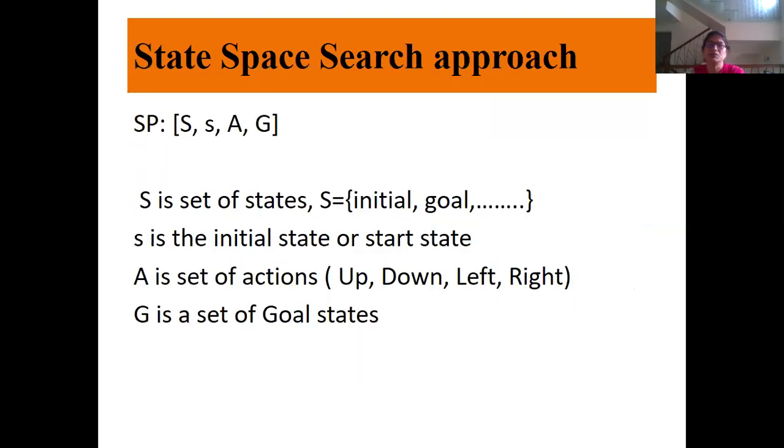So let us see how to represent this problem. Again, I hope you remember the state space definition we spoke about in the previous lecture. Capital S indicates the set of states. Of course, you have the initial state, goal state, and many intermediate states. Then small s represents the initial state or the start state. Then you have the set of actions represented by capital A. Here you have only 4 actions, as the black square can move up, down, left, and right. And capital G is the set of your goal states.